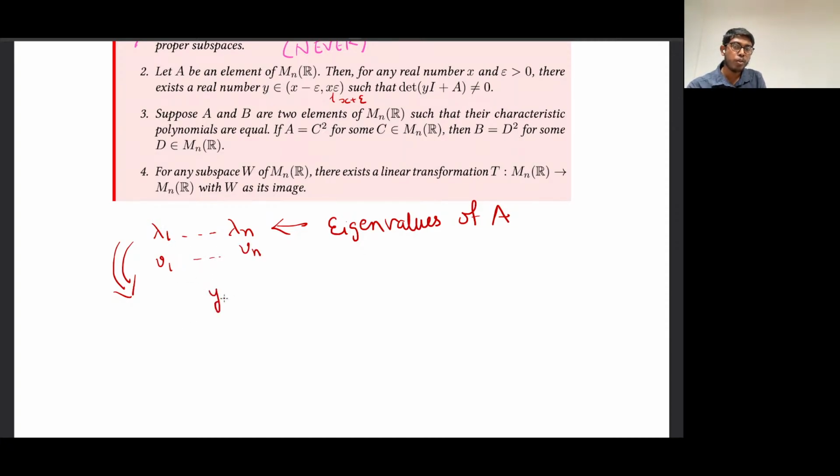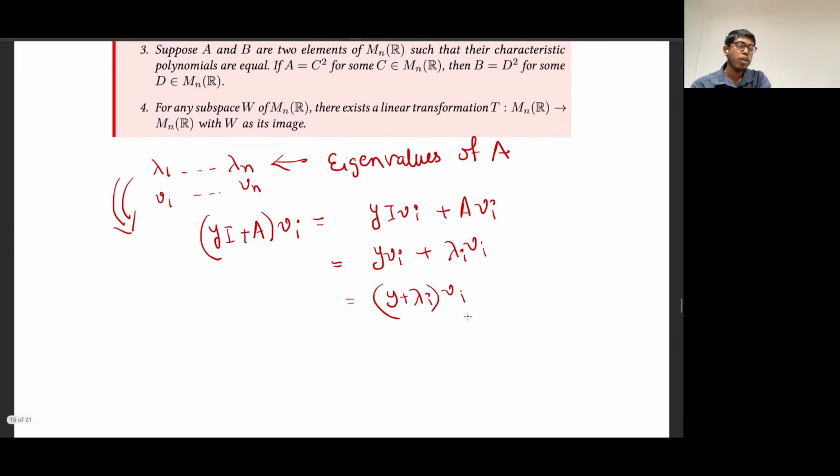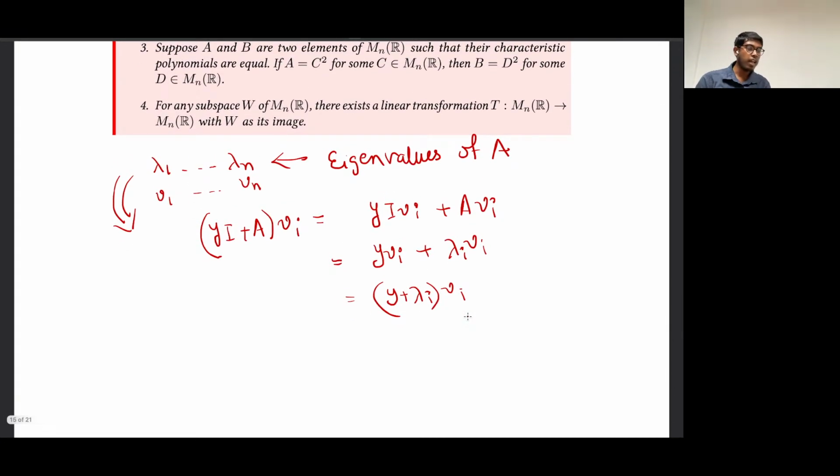So what are the eigenvalues of yI plus A? If I act on v_i, this is equal to y I v_i plus A v_i. I v_i is the same as v_i. So this is y v_i plus lambda_i v_i, which equals (y plus lambda_i) v_i. So it means that if lambda is an eigenvalue of A, then y plus lambda is an eigenvalue of yI plus A.